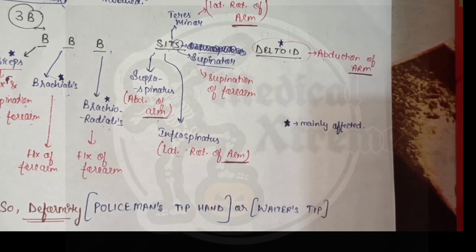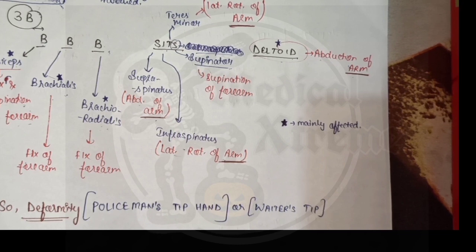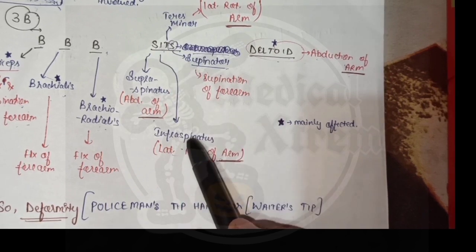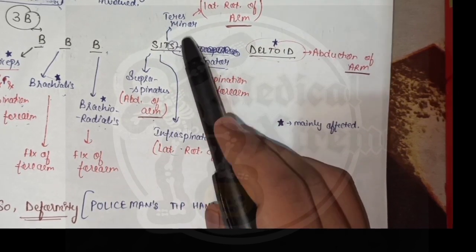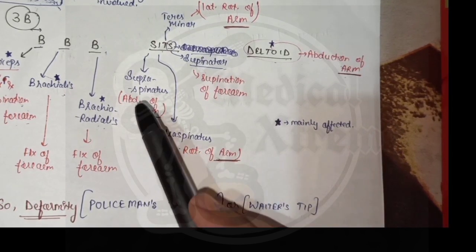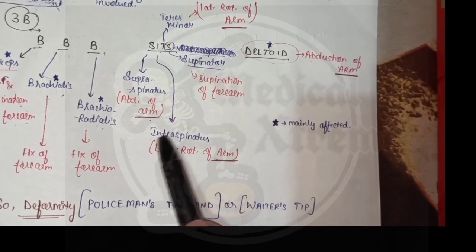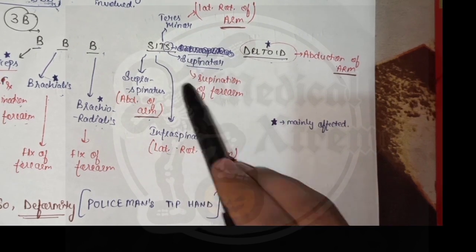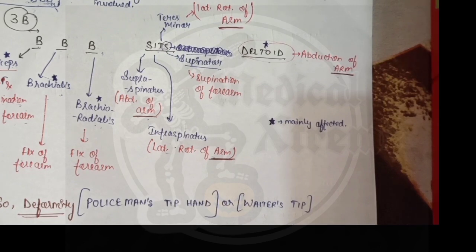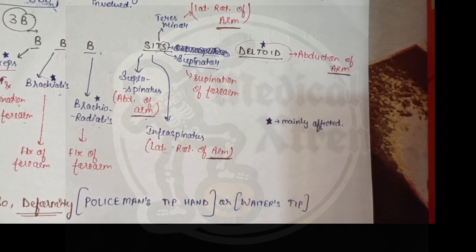There are some muscles which are partly involved in this injury, and these muscles are SITS, in which S stands for supraspinatus, I stands for infraspinatus, T stands for teres minor, and S stands for supinator. The action of these muscles: supraspinatus helps in abduction of the arm, infraspinatus and teres minor help in lateral rotation of the arm, and supinator helps in supination of the forearm. So these are the actions, and after the injury these actions will be affected.